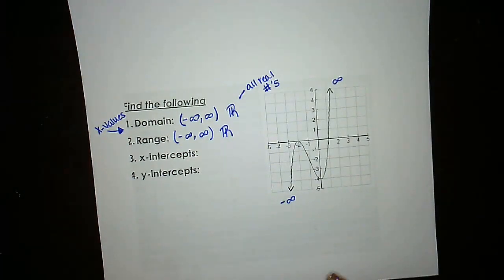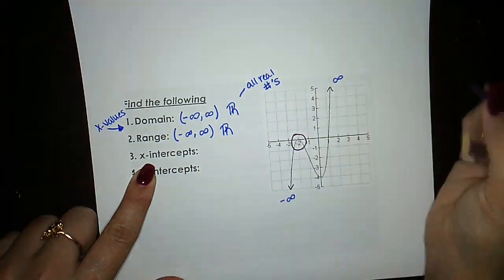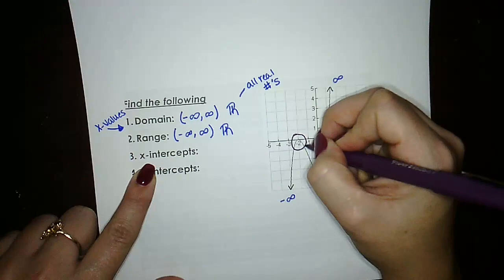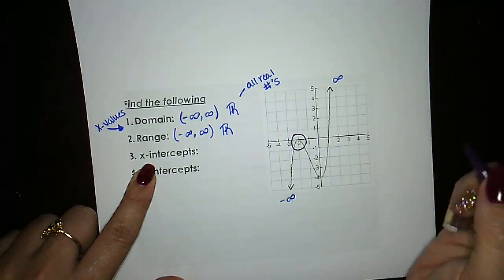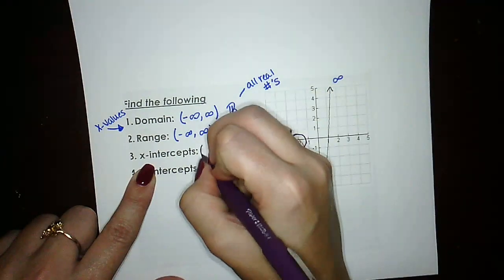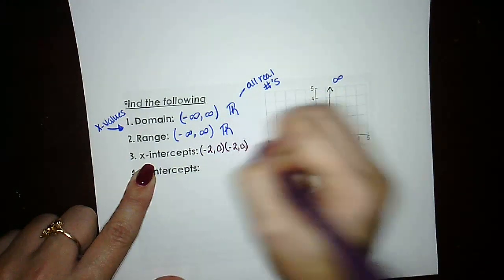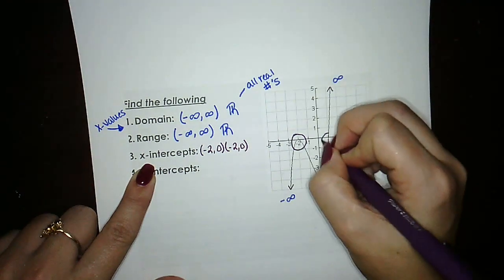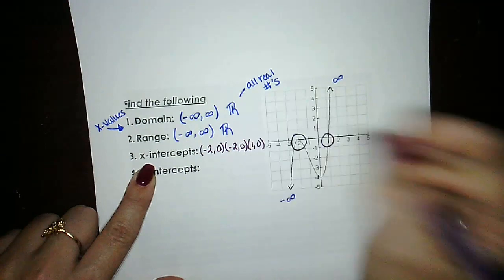Now our x-intercepts: this is where it crosses the x-axis. So it crosses at -2, and again, it's just touching. So it just touches, so it's going to have 2 of the same solutions. So (-2, 0), (-2, 0). I'm repeating them there, and then it goes through the x-axis at 1, so it's 1 solution here.